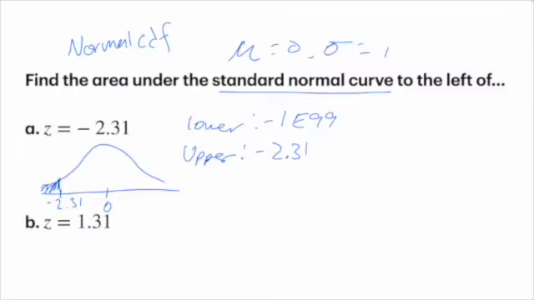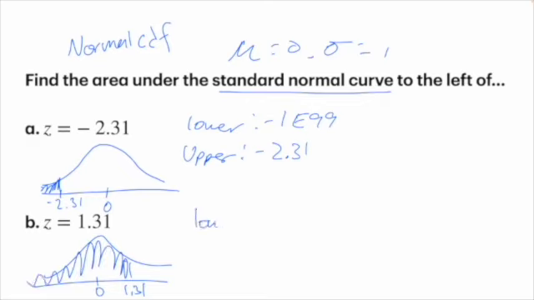And then I'm going to go ahead and draw the picture of B and talk about the lower and upper of that one as well before going to the graphing calculator for how to type them in. So find the area under the standard normal curve to the left of a z-score of 1.31. So on my standard normal, 0 is in the middle. 1.31 would be over here, and I want the area to the left of that. So that shading starts at negative infinity. So our lower is negative 1e99. Our upper is where the shading stops, at that z-score of 1.31.